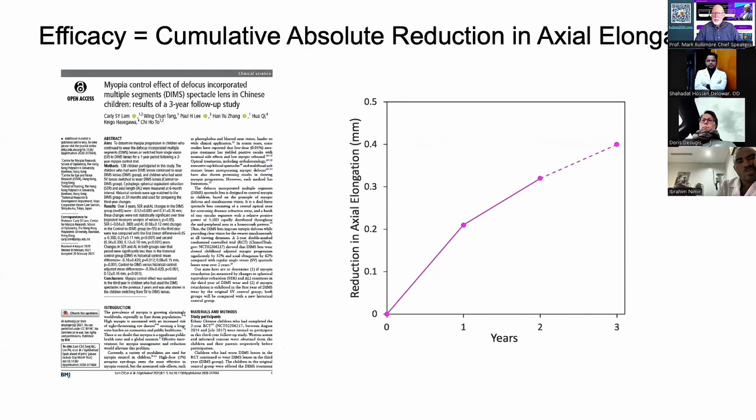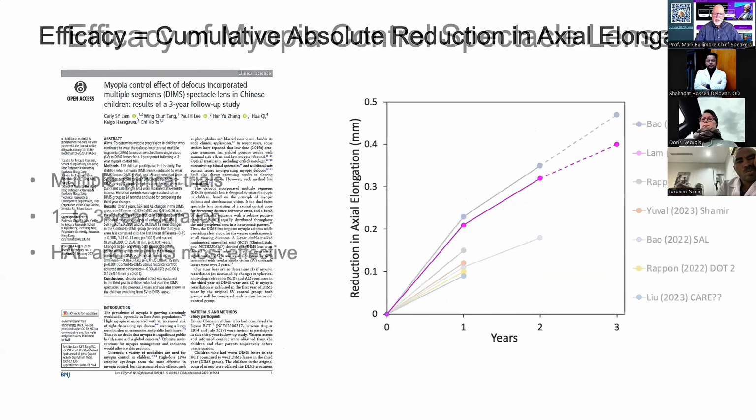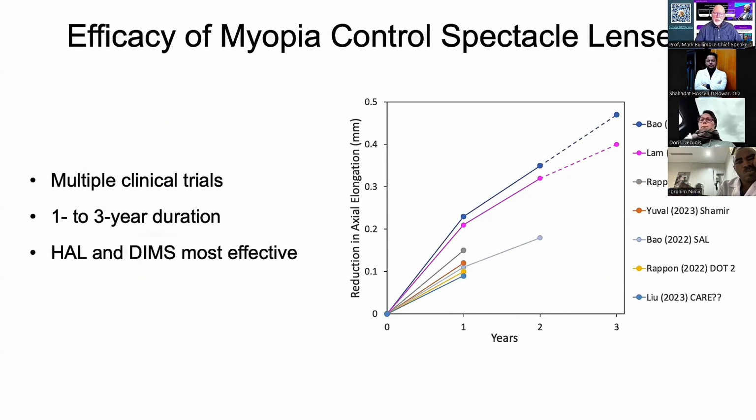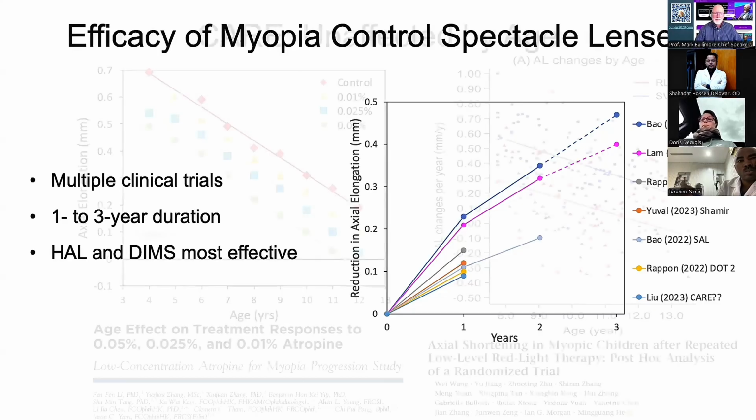And you can see that the lines continue to go up. We can add some additional interventions here. These are all different spectacle lenses. And you can see where there's multiple years of data, the slope is flatter in the second and third year. That is to say, the efficacy is greatest in the first year.